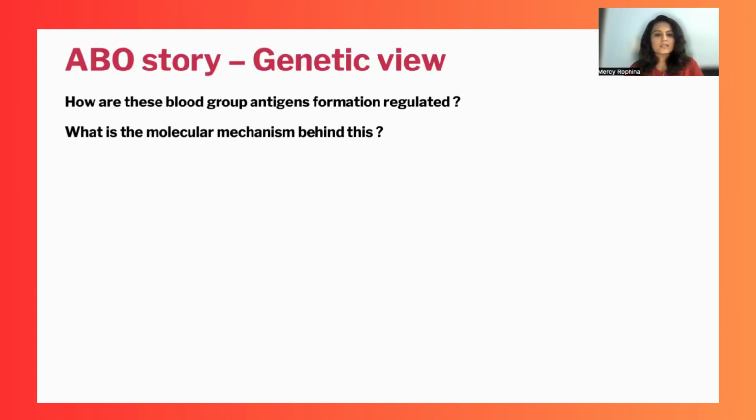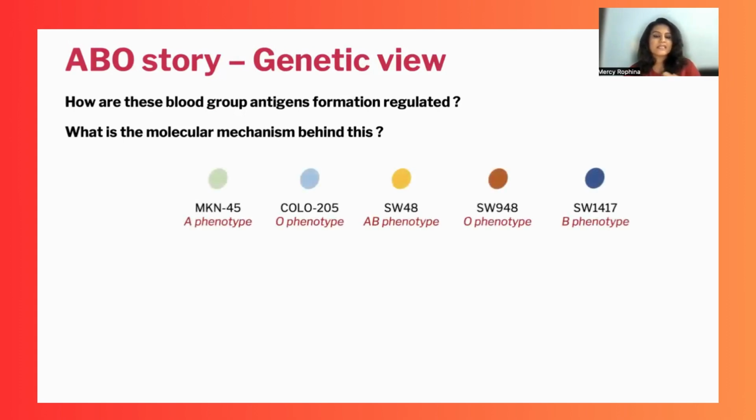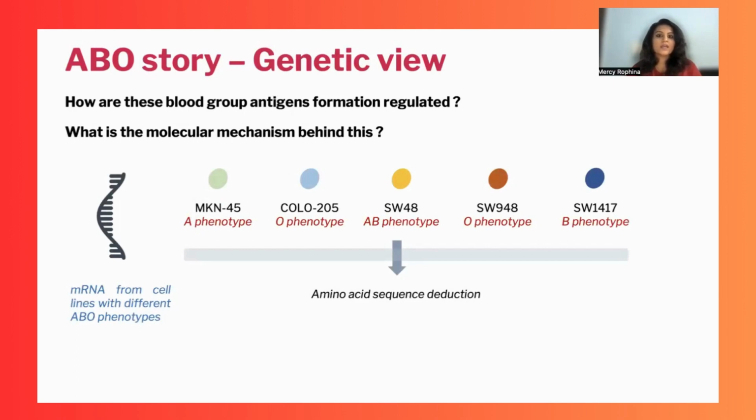What basically was done in this study was that multiple cell lines were established from different types of donors who had different ABO phenotypes, like the A phenotype, O phenotype, AB phenotype, and B phenotype. From all these cell lines, mRNA was extracted, and the main aim of the study was to detect the amino acid sequence for each of these different ABO phenotypes, and to compare how similar or different their coding sequences looked. This very early study gave some interesting results.